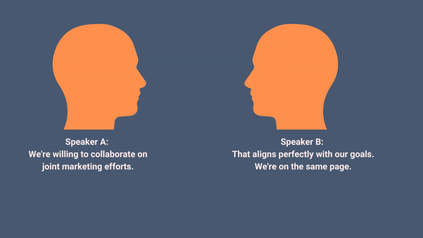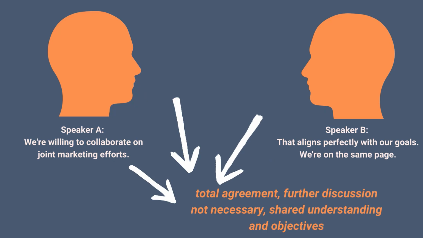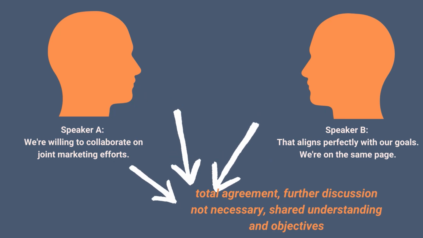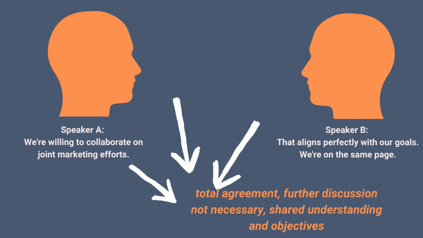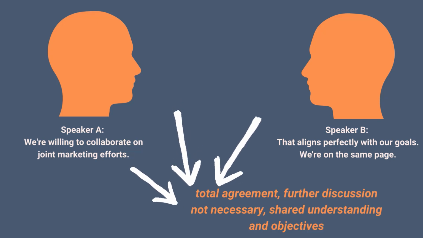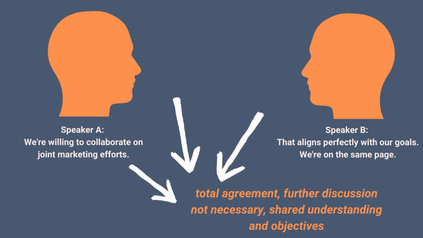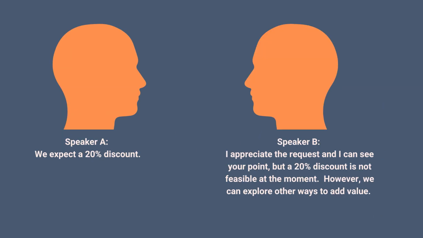Speaker A: We're willing to collaborate on joint marketing efforts. Speaker B: That aligns perfectly with our goals. We're on the same page. So what Speaker B is doing here is stating very firmly that he or she is in total agreement. Because we're in agreement, we don't really need to have any further discussion about this. And we both know that we've got shared understanding and objectives. Speaker A: We expect a 20% discount.